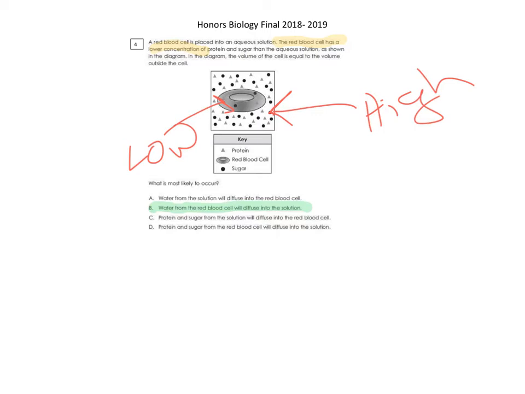Why does water move? What do we call it when water moves? Why is water moving? Why doesn't the protein and the sugar pass by? These are the things you have to answer. You should know this. This is something you really should know.